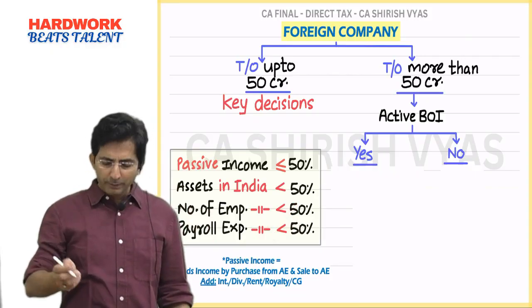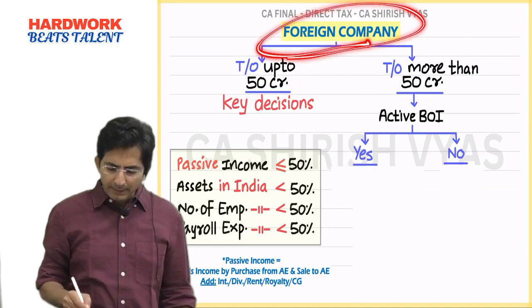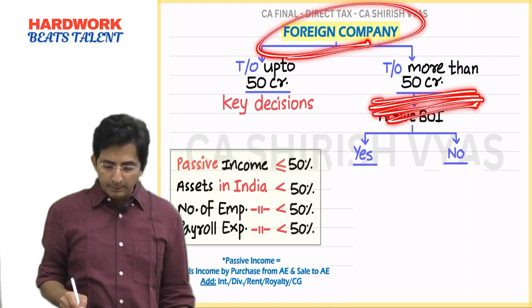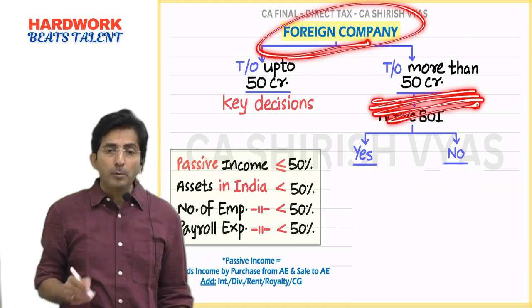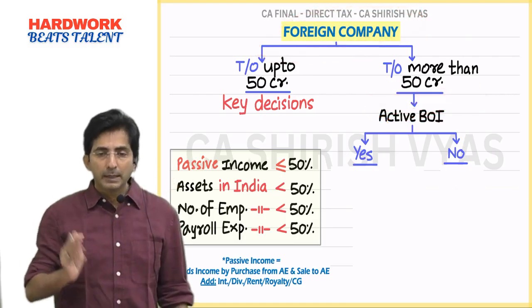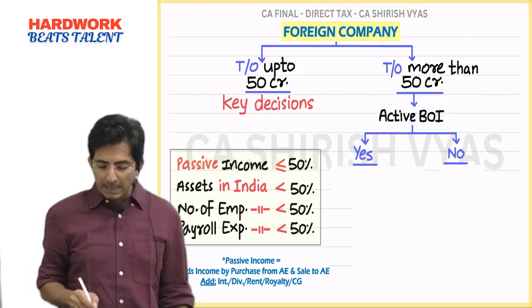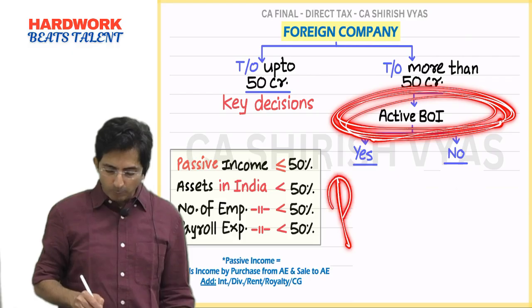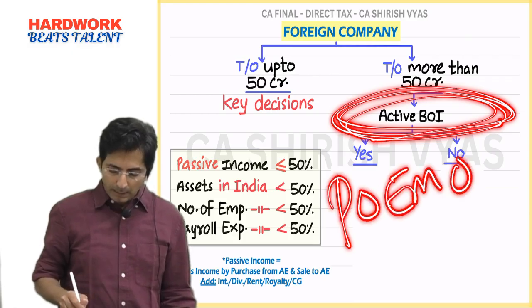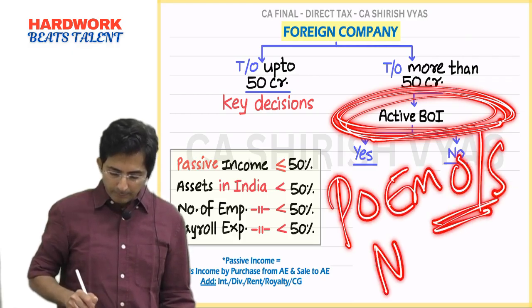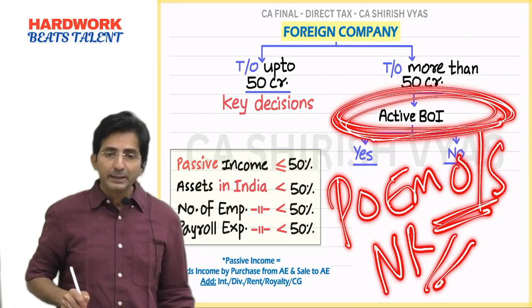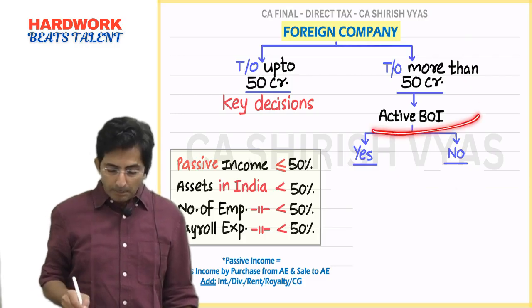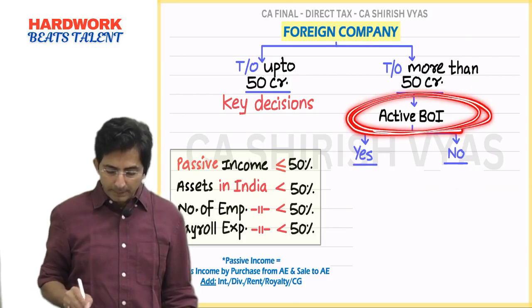Tell me what we are doing. We are dealing with a foreign company having turnover of more than 50 crores. They will be said to have POEM outside when? Their POEM is called outside when? If they pass the active POEM test. Active POEM means their POEM is called outside, and POEM outside means they are NR. It is good for them. But see, there is one more thing. Apart from passing this exam, there is one more condition.